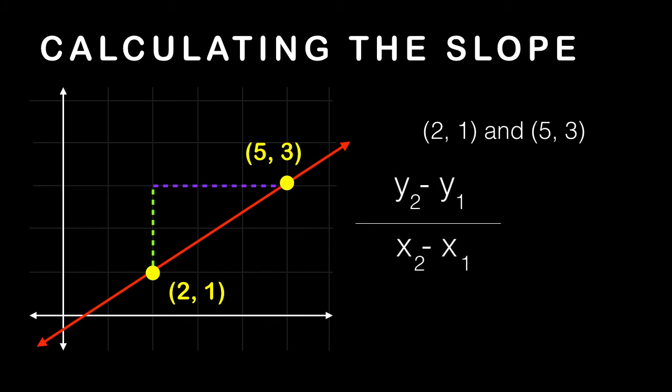So we have this formula here that we can use to easily calculate the slope of a function given 2 points that are in the function. So we use our y2 that is 3, our y1 that is 1, so 3 minus 1, and our x2 that is 5, and our x1 that is 2, so 5 minus 2 is 3, and we have the same answer, that the slope is 2/3.